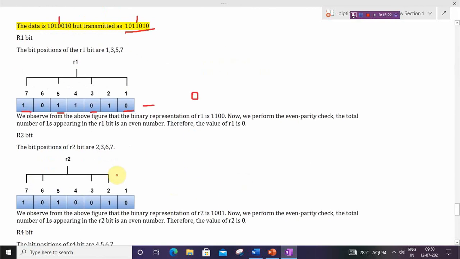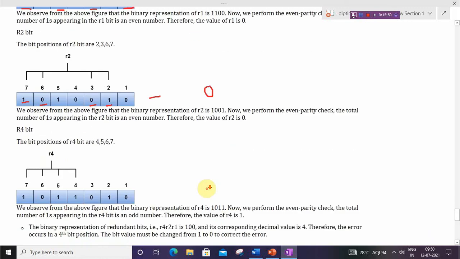Next calculate the R2 bit. R2 bit means positions 2, 3, 6 and 7. So here a single 1, 0, then 3 is 0, and the parity bit is also 1. So here it is also correct. If the redundant bits are correct, then it will be accepted as 0. Here R2 is 0. Okay.